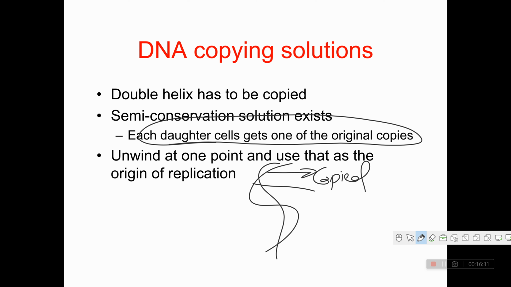The DNA unwinds at one point and that is used as the origin of replication. Unwind means this is a double helix DNA. The nucleic acids are attached with hydrogen bonding. Helicase comes and breaks this hydrogen bond, and this strand will be separated. This separated strand acts as the origin of replication.